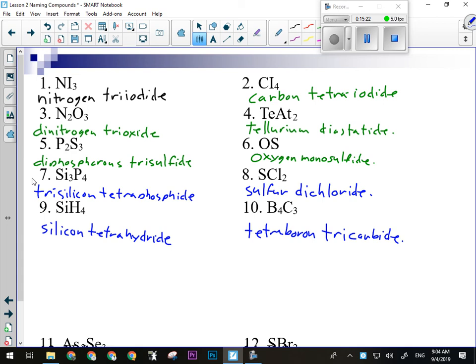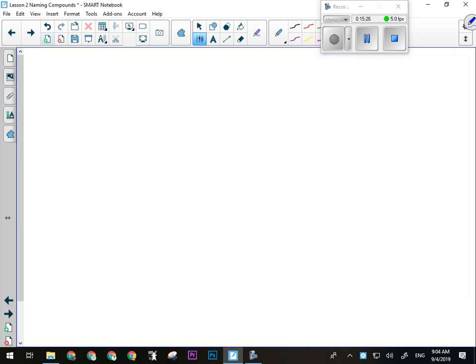Everybody all right with those? Okay, if we're going the other way, that is, going from name to formula, it's pretty easy. We just go by the prefixes to get the numbers.